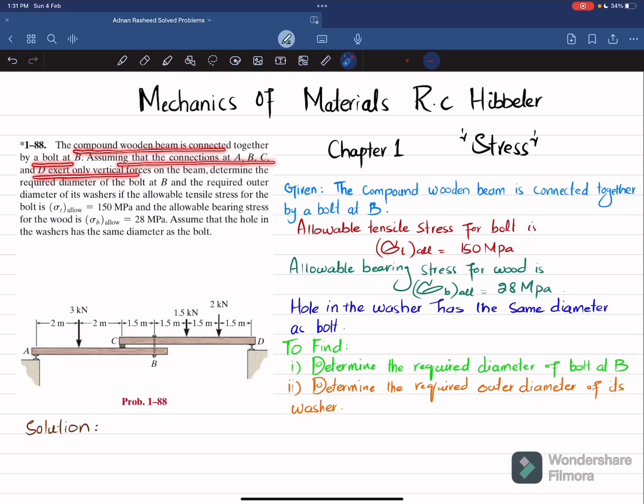assuming that connections A, B, C, and D exert only vertical forces on the beam. Determine the required diameter of the bolt at B and the required outer diameter of its washer, if the allowable tensile stress for the bolt is 150 megapascal and the allowable bearing stress for the wood is 28 megapascal. Assume the hole in the washer has the same diameter as the bolt.